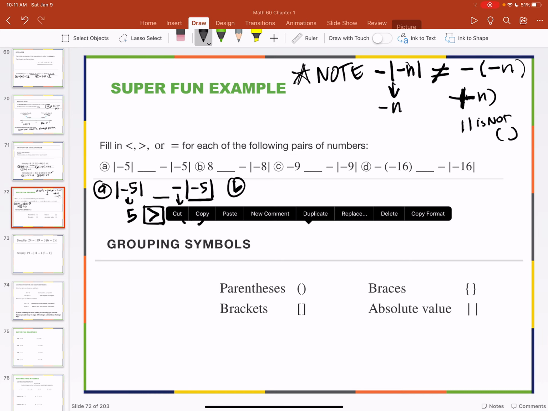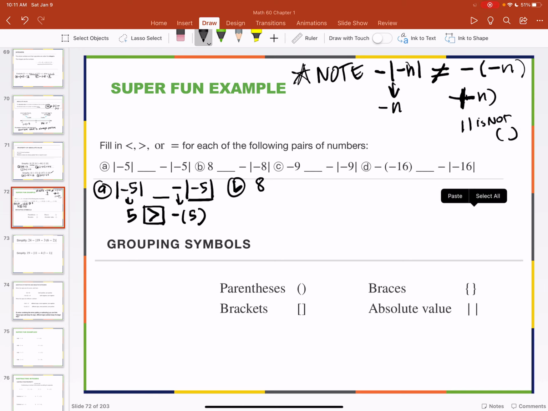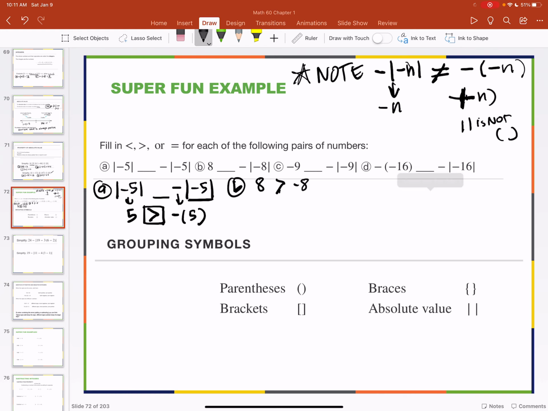Now we have 8, and we're comparing it to the opposite of the absolute value of -8, so that's just the opposite of 8. So that's greater than. That's B. And then C, we have -9, and we're comparing it to the opposite of the absolute value of -9, which is -9, so that's equal. And then D, here the parentheses, remember, opposite of an opposite, that's positive 16, and we're comparing it to the negative of an absolute value, so that would be -16.